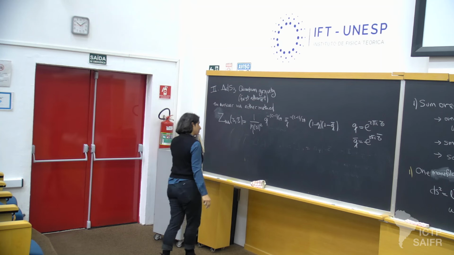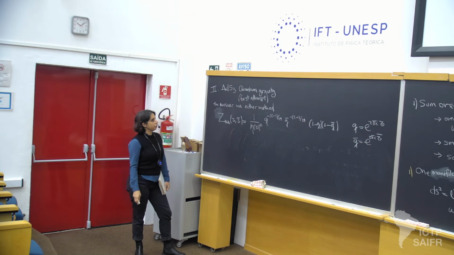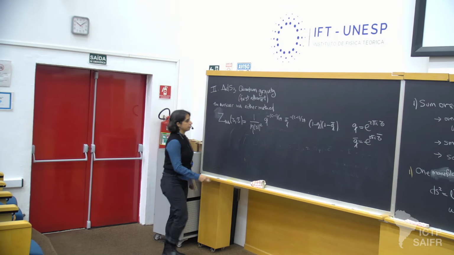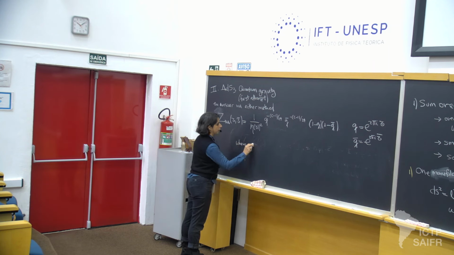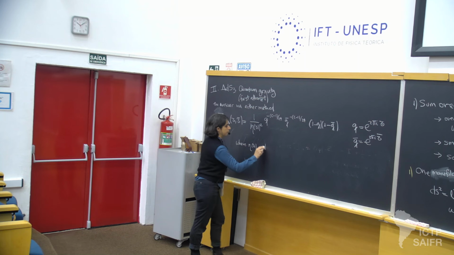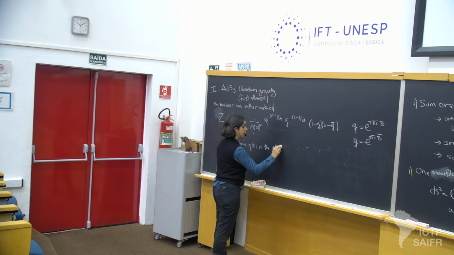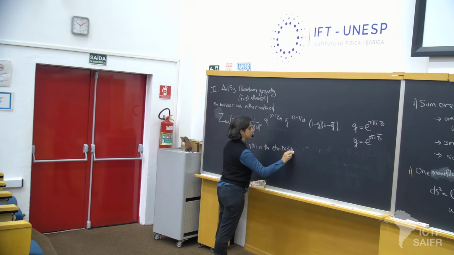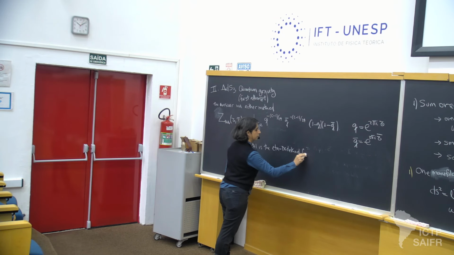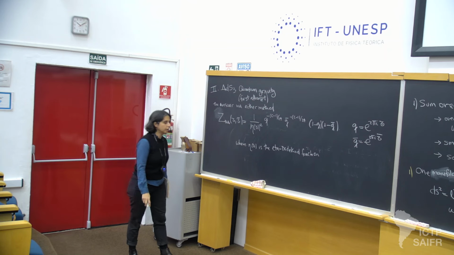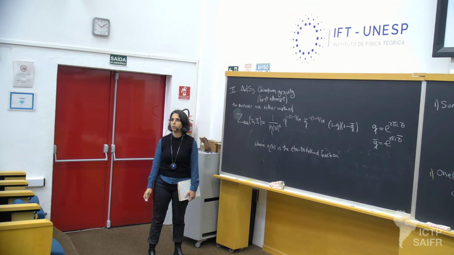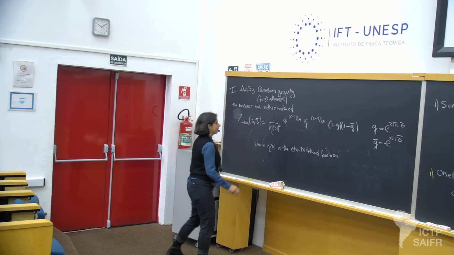So this is the answer that you would get for that contribution of the path integral, where eta of tau is the Dedekind eta function. I guess many of you don't know what the Dedekind eta function is. No, you don't. Okay, so I'll write this.